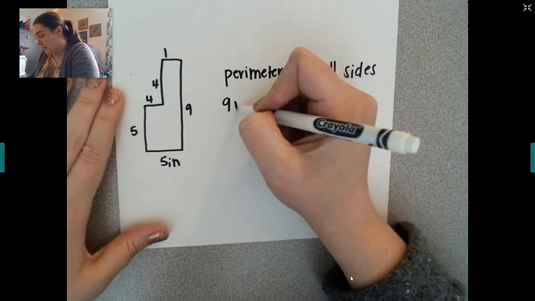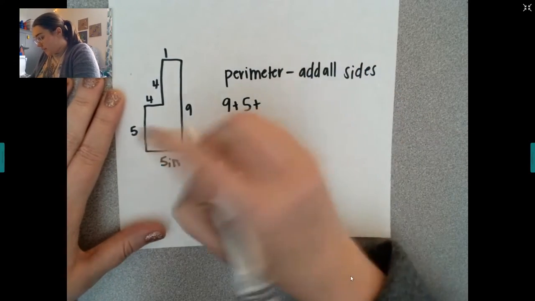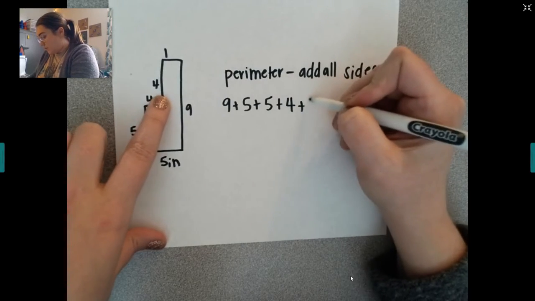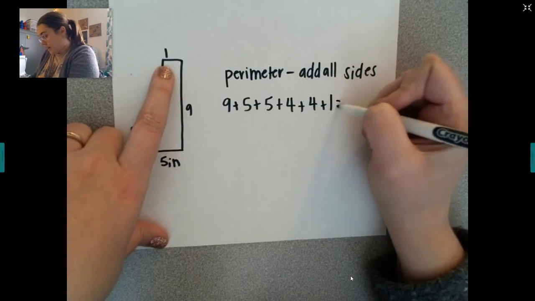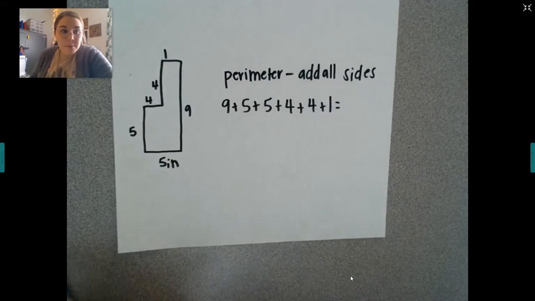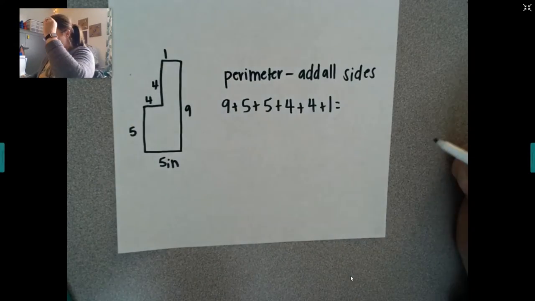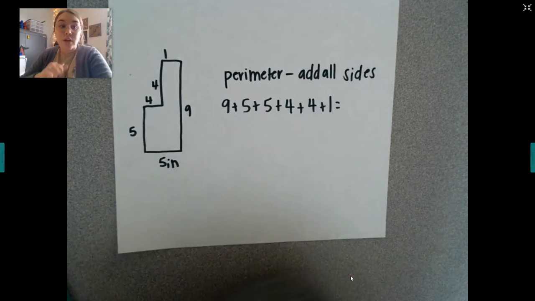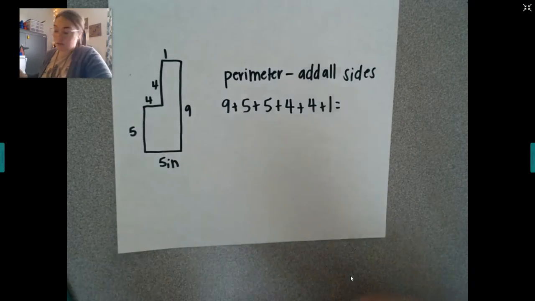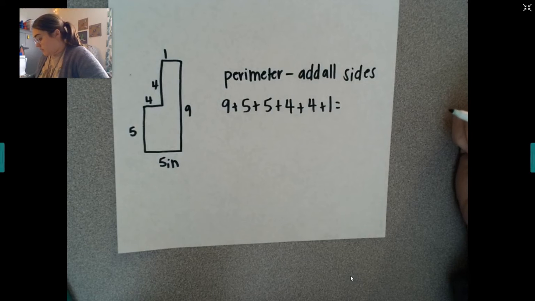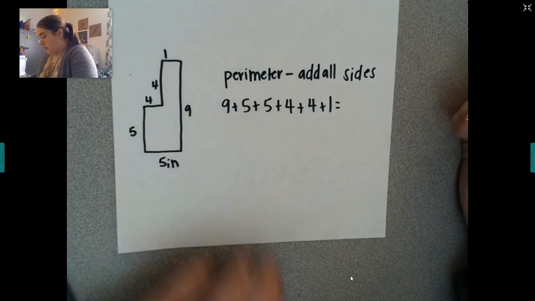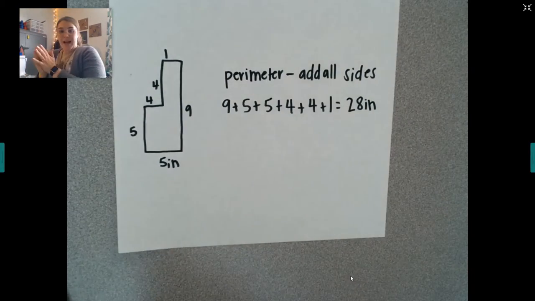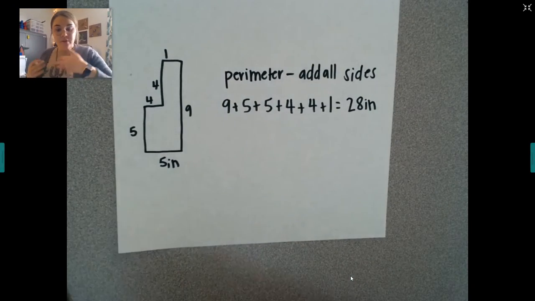So I'm going to start here, and I would do 9 plus 5 plus 5 plus 4 plus 4 plus 1. And when I get my answer, that would be the perimeter. Easy as that. So let's go ahead and do that. Right now, I'm going to add those numbers in my head, and I want you to add those numbers in your head, and let's see if we get the right answer. Okay, did you get 28 inches? All right, so that's how you find the perimeter of an irregular figure.